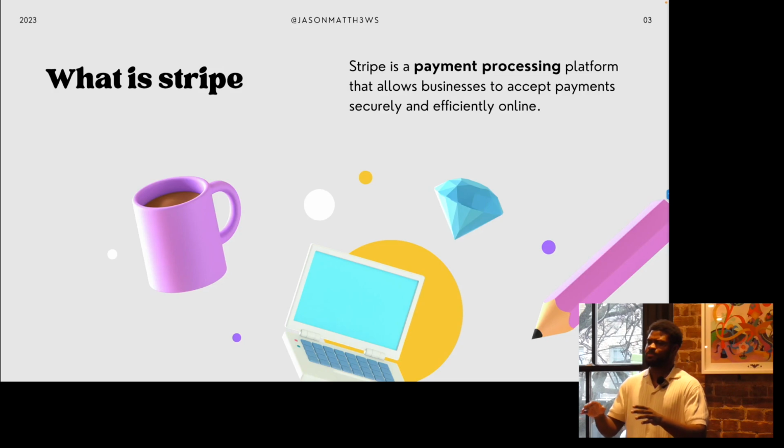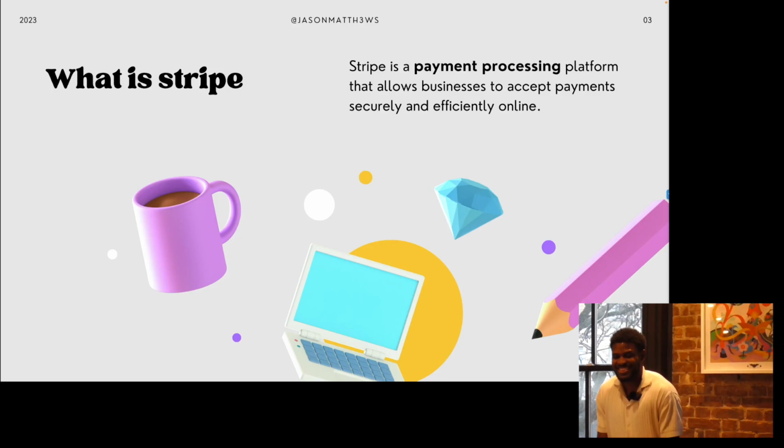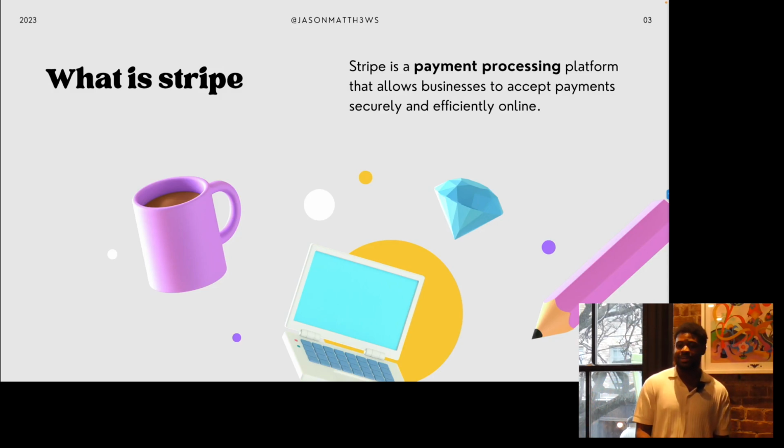So again, does anyone want to give me a little hint of what is Stripe? It's right there, but if you know, go ahead. Stripe is a payment processing platform that allows businesses to accept payments securely and efficiently online. Say if you develop an application and you want some coins to start rolling in, integrate Stripe. It's payment processing. So if you want to set up any type of payment processing online, Stripe is going to be the golden standard to do so, right?